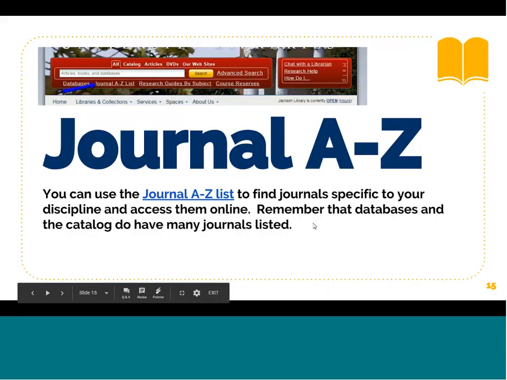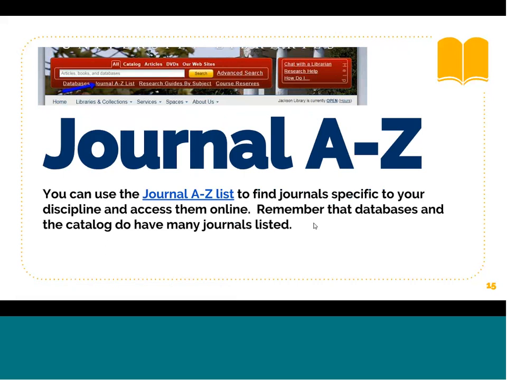So we have the journal A to Z list, which is just a way to search through the journals by doing a keyword search. You can search through journals through that catalog "All" box as well, but the journal A to Z list just searches journals, so this can be a good way if you're trying to look through a journal to see the titles or to find something in a particular journal.